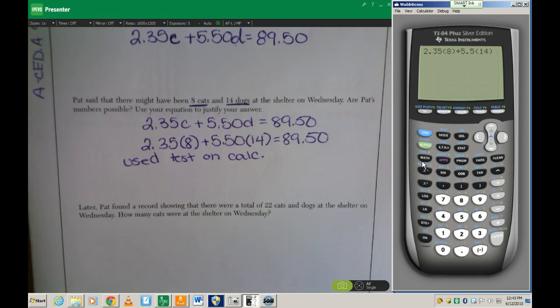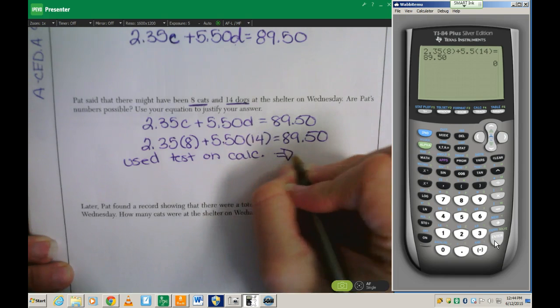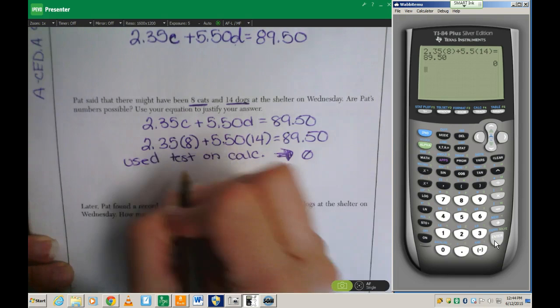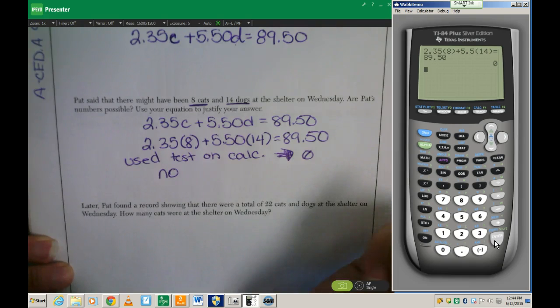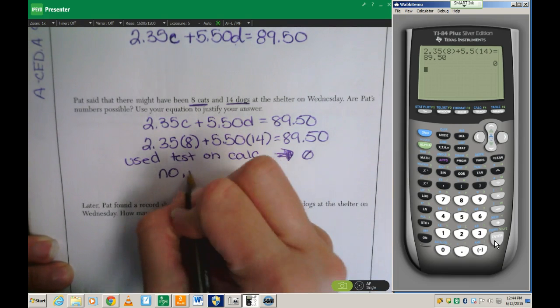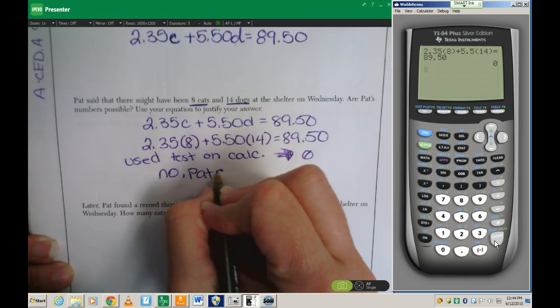We know our math button because that's where the fractions are. The test is we just hit second to get to it. So second math will give us test. There's our equal sign, so I'll just hit enter. We want to know if it equals 89.50. So after I do that, I'm going to hit enter. Now if I get a 0, the answer is no, and if I get a 1, the answer is yes. So because I got a 0, I'm just drawing an arrow, 0, so no. Okay? And we would say no, Pat's numbers are not possible.